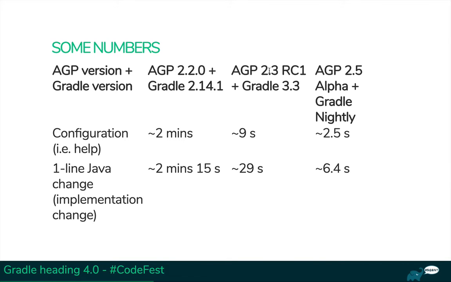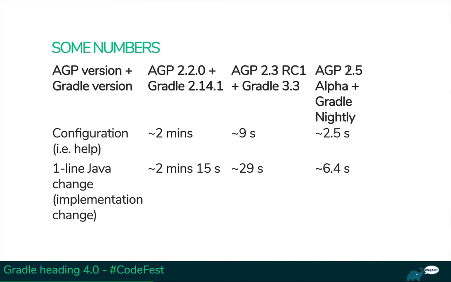With the Gradle 2 or with the plugin 2.3 and Gradle 3.3, we already improved that significantly. So now it's down to 9 seconds and 29 seconds when it comes to changing one line.